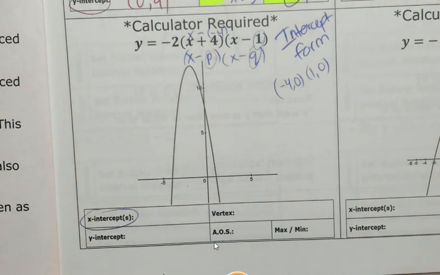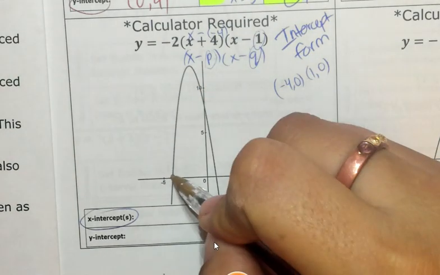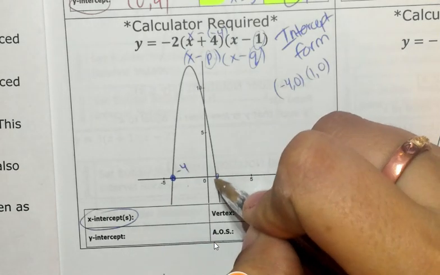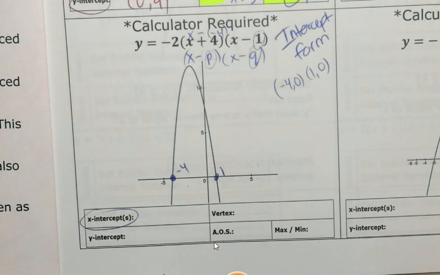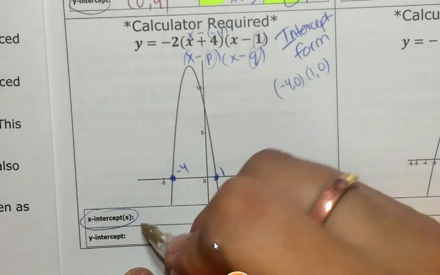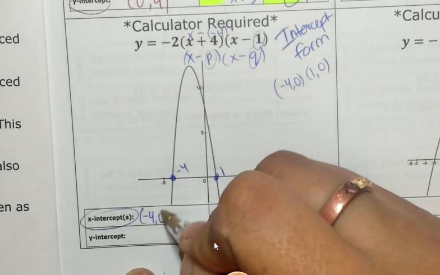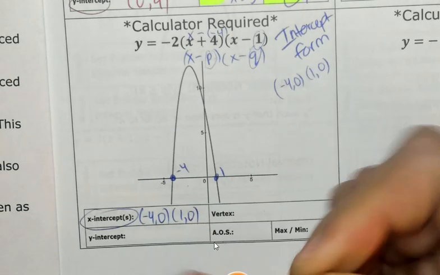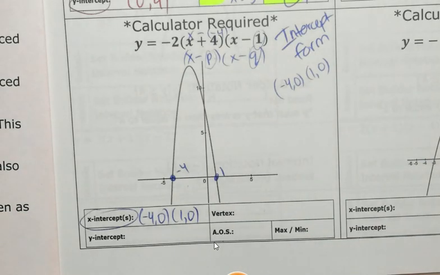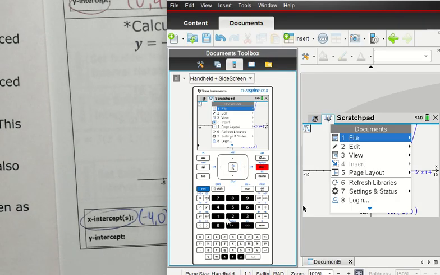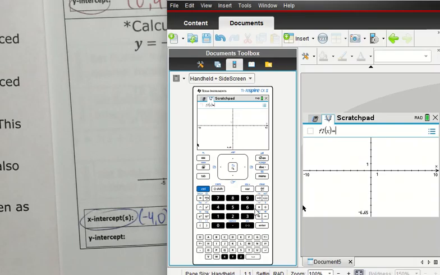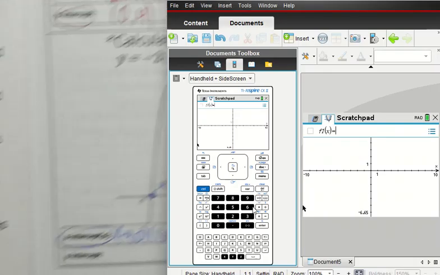Now we look at the graph, that makes sense. It makes sense to say this is -4 and this is 1. So now we can write down -4, 0 and 1, 0 without even graphing this in the calculator. All right, let's go ahead and graph it so we can find the other attributes. I'm going to clear it and type this in.